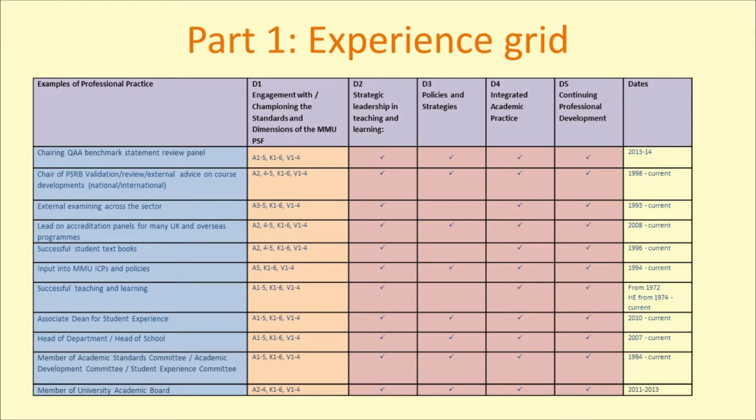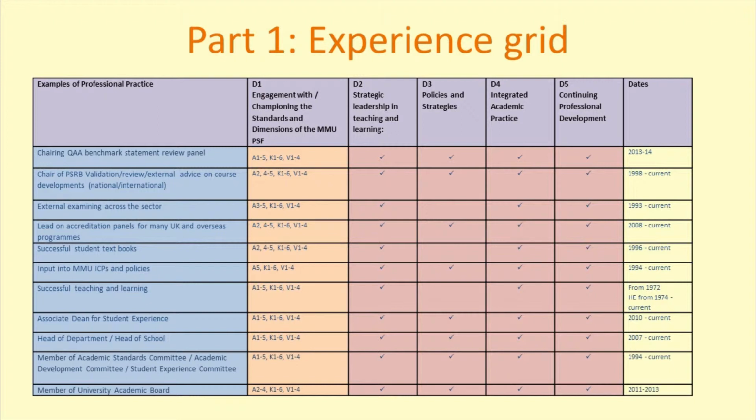The first part of the application process is to produce an experience grid that demonstrates your engagement with those 5 descriptors. And here we have an example from a Principal Fellow application. Down the left hand side here we have examples of professional practice, and then across the top here we have each of the descriptors, and what happens is that the applicant cross-references each of their activities down the left hand side here with each of the descriptors.